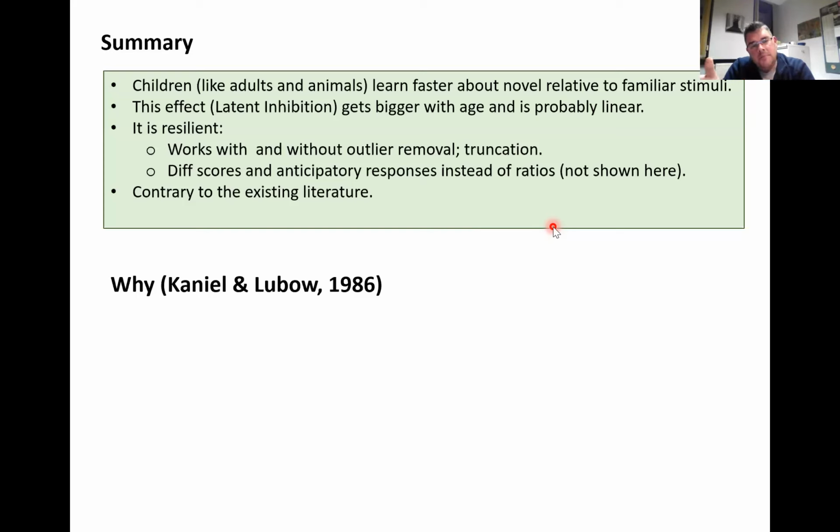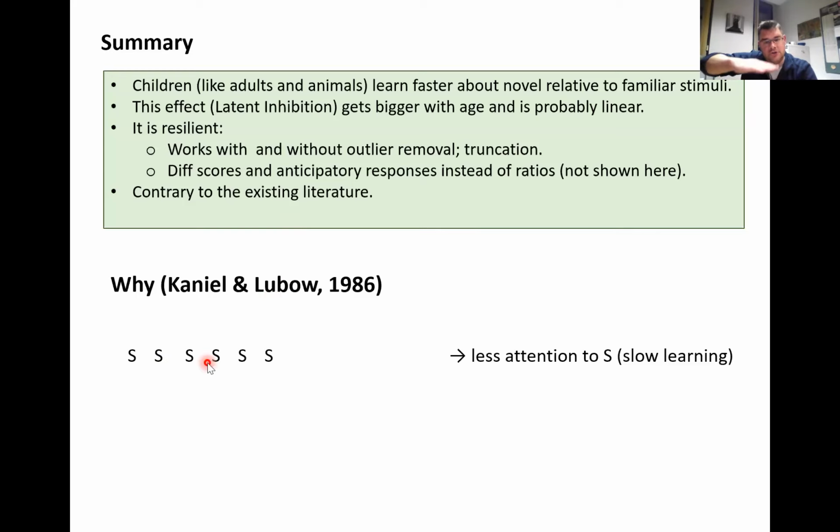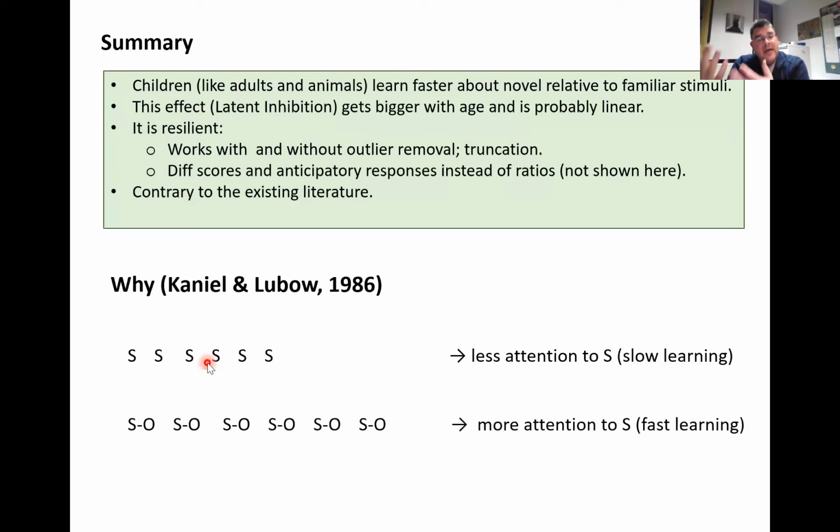I mean, Kanyal and Labov, their explanation for why latent inhibition emerges is an attentional one. They suggest that every time you pre-expose a stimulus, you get a reduction in attention to that stimulus, and hence slow learning about it. And that's what they say happens in animals and young children. If you were to pair that stimulus with an outcome, like you would do in a normal conditioning experiment, then the opposite happens. You increase attention to a stimulus.